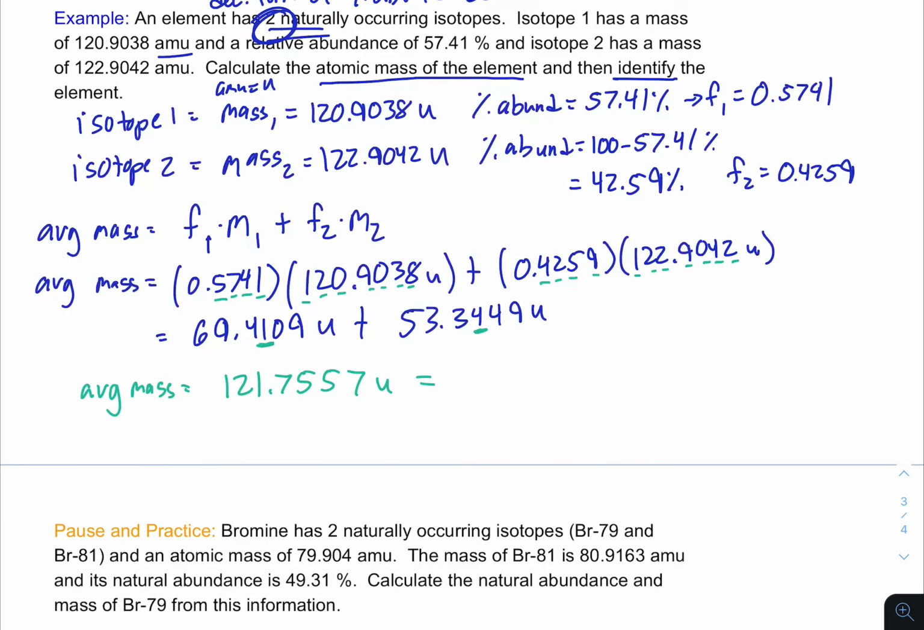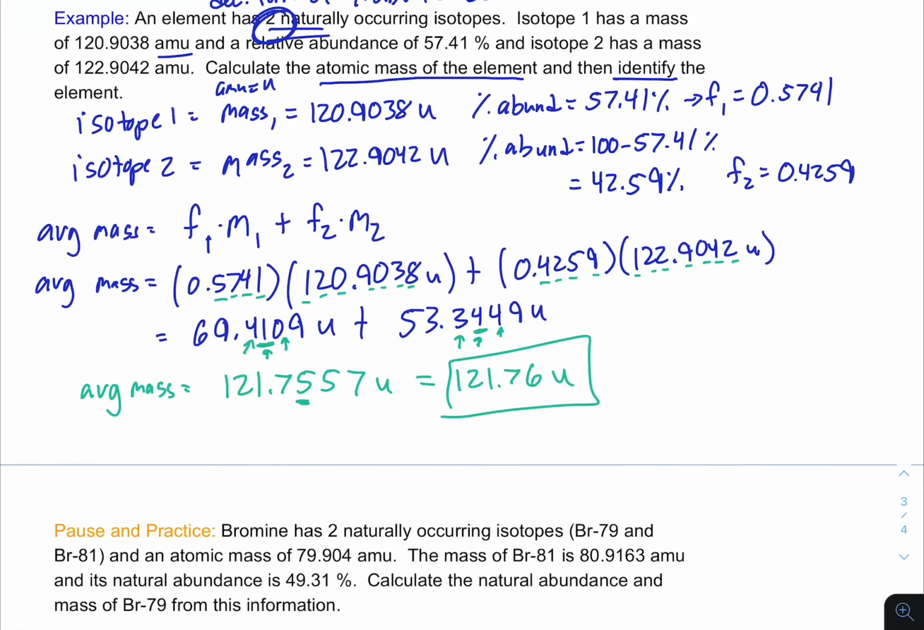When we add and subtract, the least precise number is the one that has the least number of digits past the decimal place. So this has 1, 2. This one has 1, 2. So my number is going to have 2 digits past the decimal place. That's where I'm going to round. And that's because when we add numbers together, we can't trust this 4 to be significant because of the original numbers we used to calculate it. And so this would become 121.76 AMU, or U, atomic mass units, for our mass here.